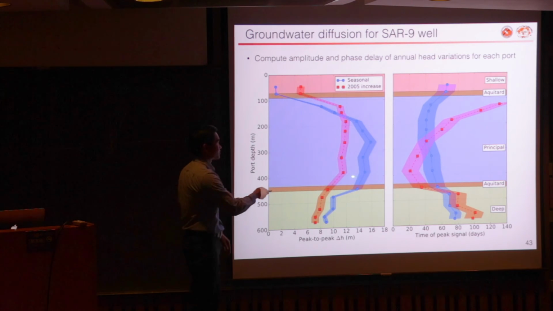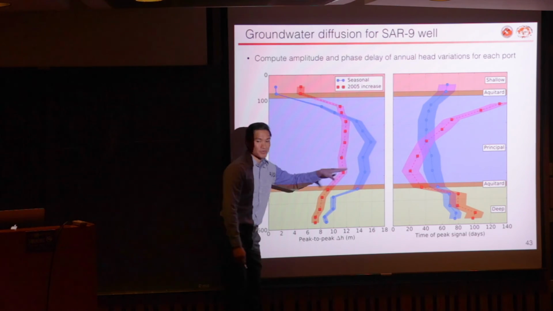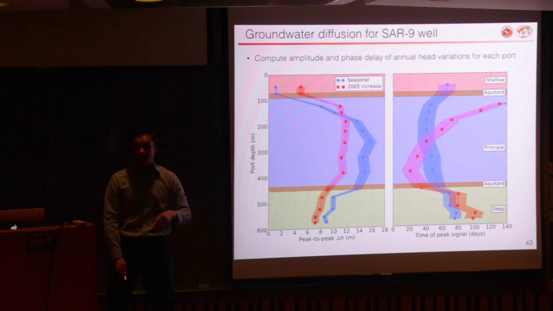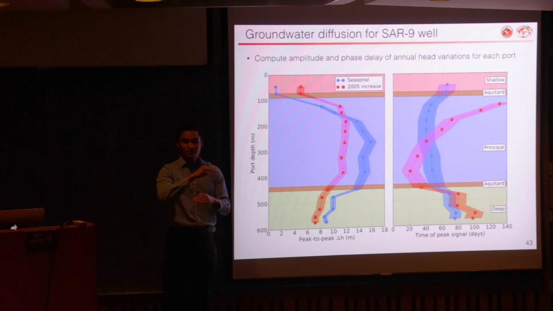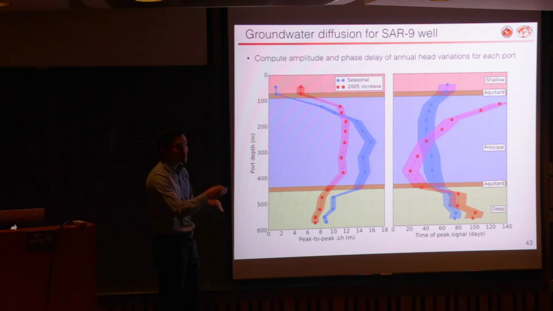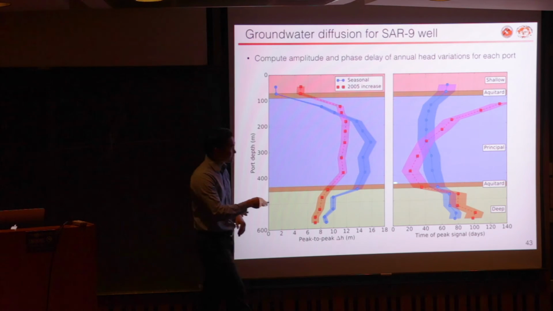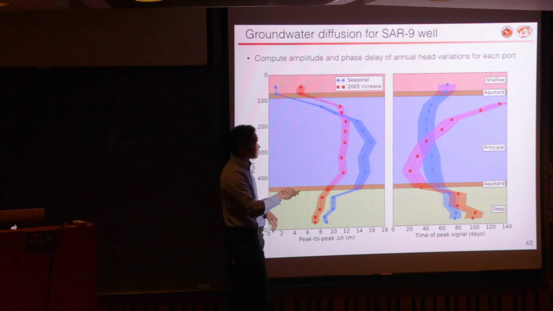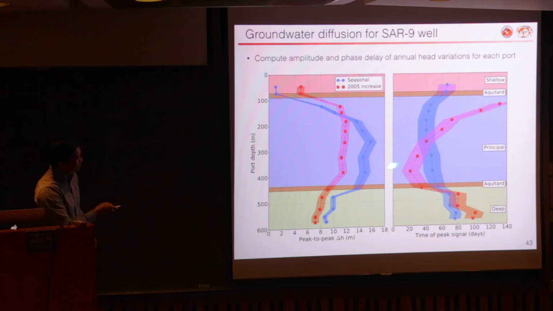Now if you compare this blue curve to the red curve, where instead of the seasonal signal, it's the transient increase that we saw due to the high rainfall, we can play the same game. We can measure the amplitude of that increase, and we can measure the timing of when that increase had its peak signal. If you look at the amplitude and phase for that, you can see that the timing has a much slower diffusion speed than the seasonal signal. And the amplitude of the seasonal signal has a very rapid decay, whereas the amplitude of this slow increase seems to be more persistent in depth.